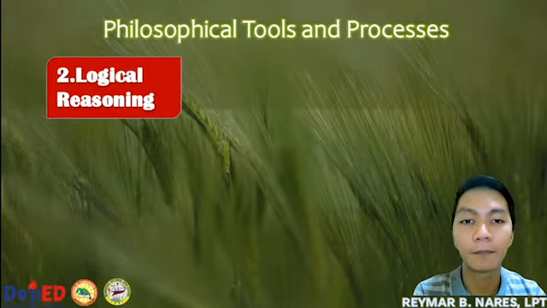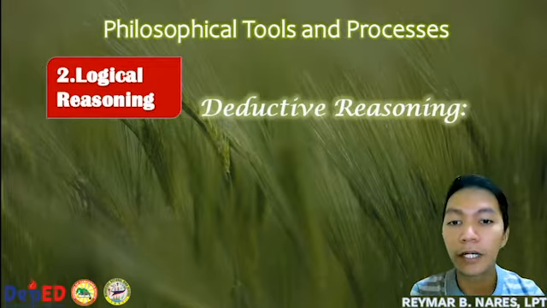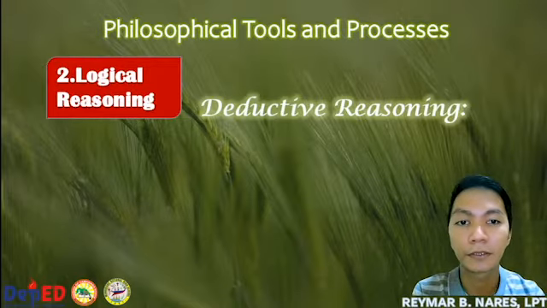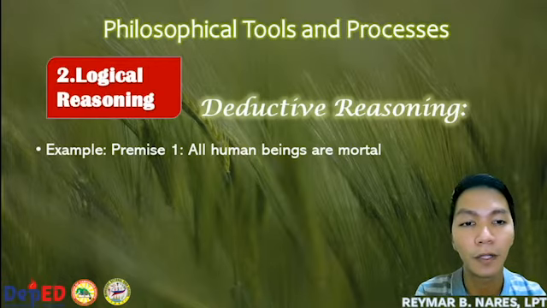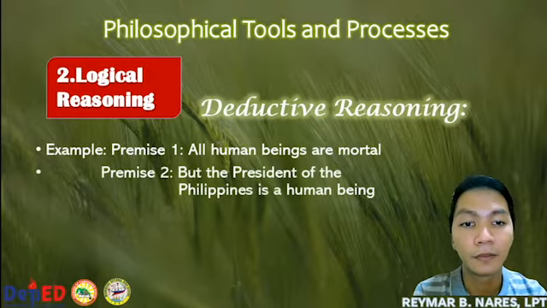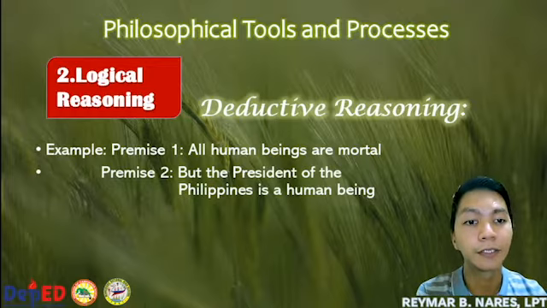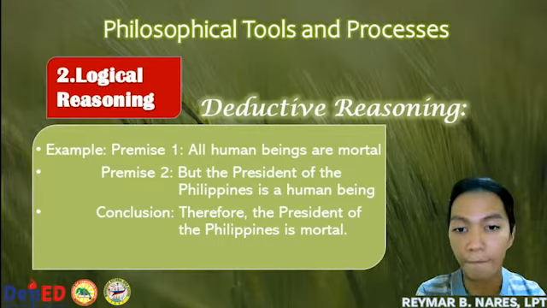Let's say, for example, we use deductive reasoning. Premise number one: all human beings are mortal. Premise number two: the president of the Philippines is a human being. And therefore, in conclusion, the president of the Philippines is mortal.